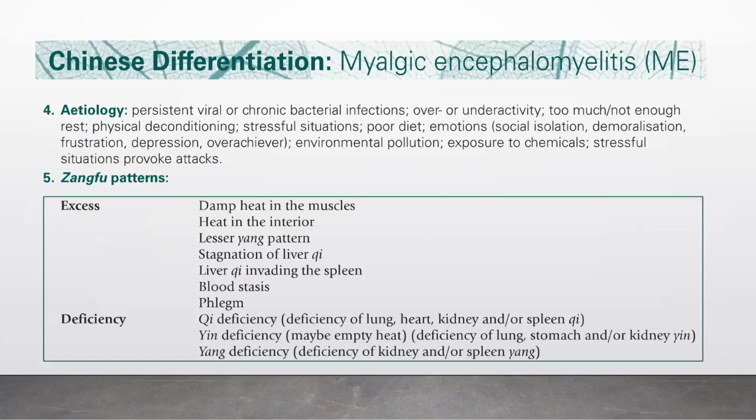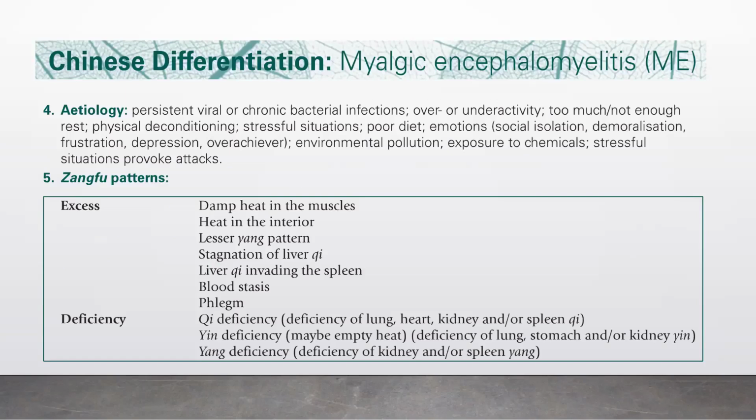Number 4, etiology: persistent viral or chronic bacterial infections, over or under activity, too much or not enough rest, physical deconditioning, stressful situations, poor diet, emotions, social isolation, demoralization, frustration, depression, overachiever. Environmental pollution, exposure to chemicals, stressful situations provoke attacks.